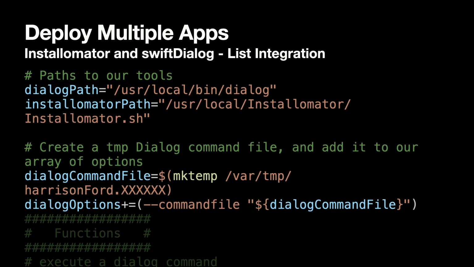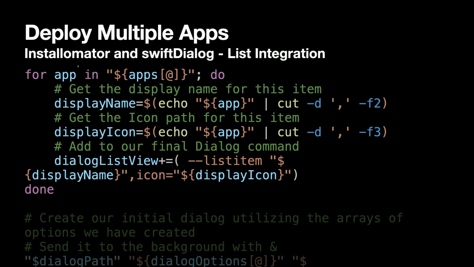Here I have a section where I'm just defining the path to my tools so that I don't have to do that later one by one. I have a command file trick here, and I'm adding the command file option. I'm appending this to my array of dialog options after I've generated the temporary file. And this is where the meat starts happening.